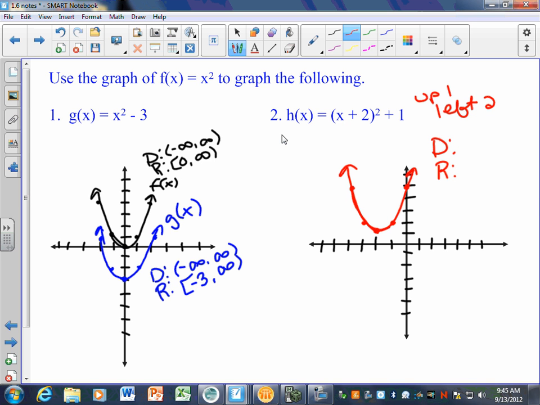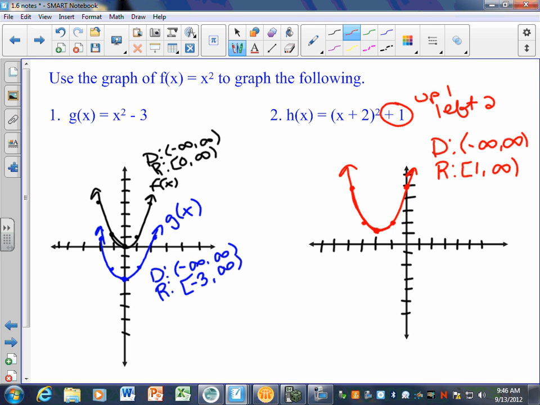What's my domain on this one going to be? Yeah, I've moved back to the left, but this is still a continuous graph. This side is going to go this way forever. This side is going to go this way. Every x value can be plugged in there. Your domain is always going to be all real numbers on a quadratic equation. What's my range changing to on this one? Yeah, this right here. It's going to tell you every time, whatever it's moving up or down. Now my lowest value is 1 going to infinity.